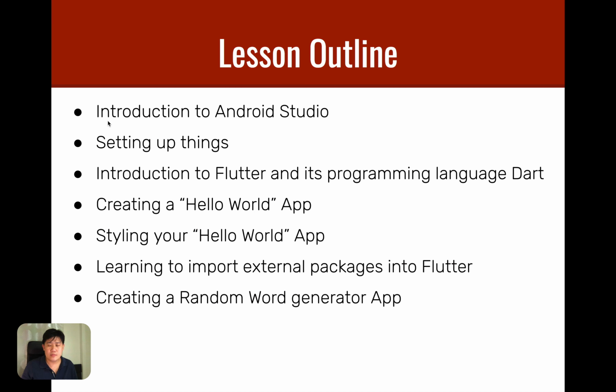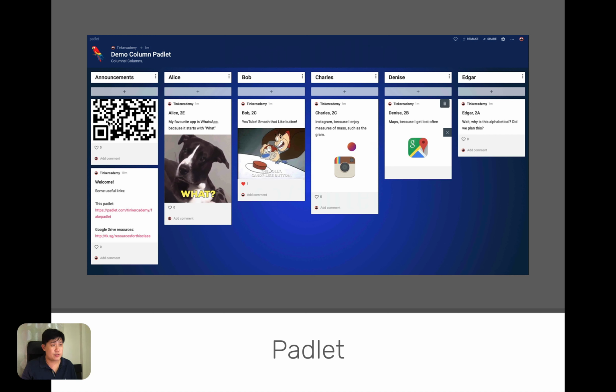So this is where the slides are. This is what we're going to do. We're going to set up Android Studio and install stuff. I've actually done all this on my computer already, so I'm just going to pretend to do it. And we're going to make a simple Hello World app and a random word generator app. Let's go. I'm going to skip past some of these slides.